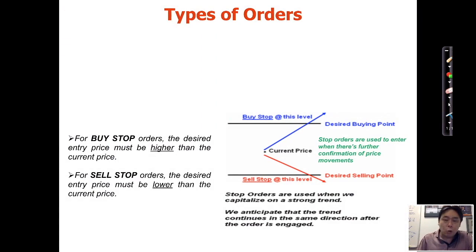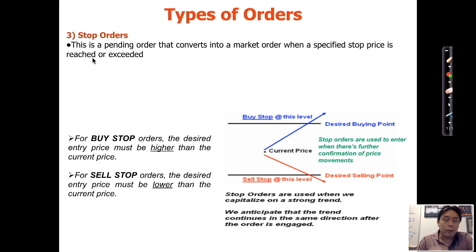All right, so let's now go to the next kind of order. So we talked about market orders, buying immediately, right? Immediate execution. We talked about limit orders, where we buy lower than the current market price, or we sell higher than the current market price. The third kind of orders are called stop orders. Now, stop orders are also another kind of pending orders. But here's the difference. A stop order is a pending order that converts into a market order when a specified stop price is reached or exceeded.